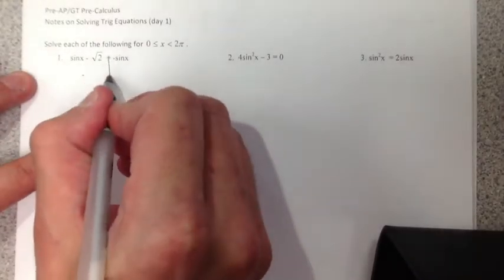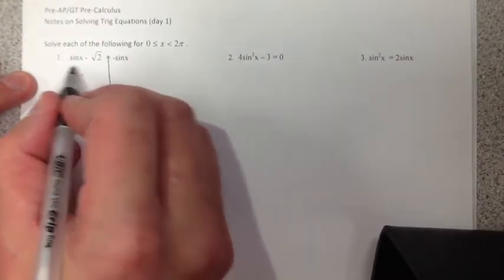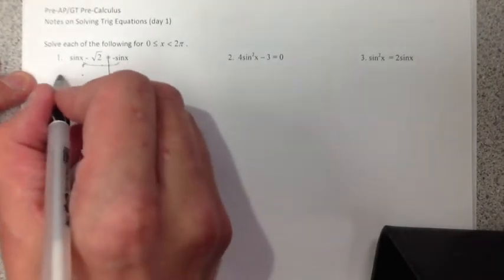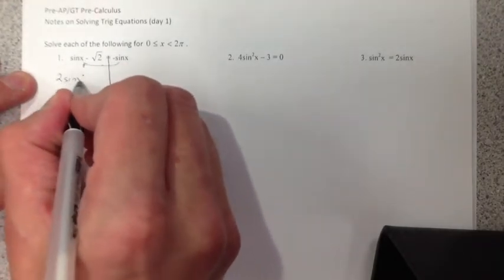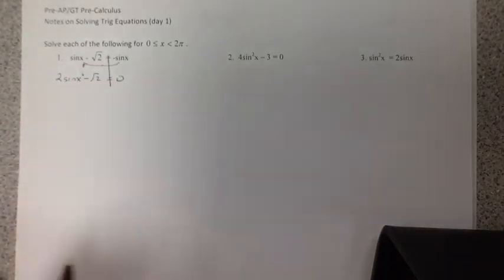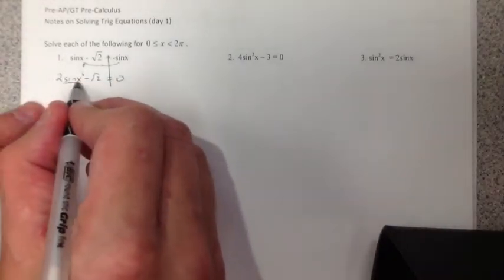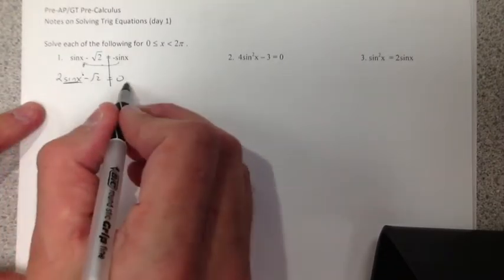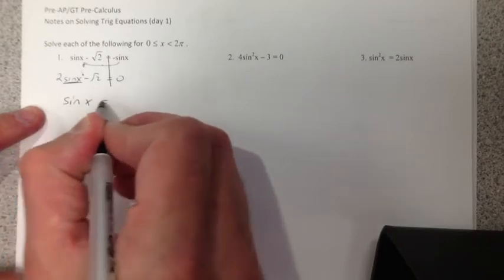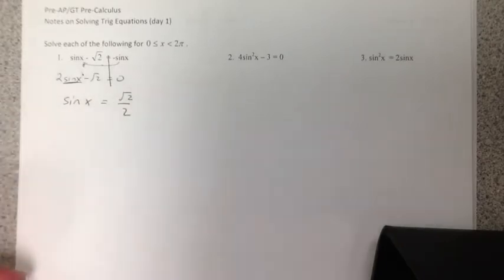We have our equal sign. We kind of want to treat trig functions like variables. So we're going to bring over the sine of x. And that gives me 2 sine of x minus the square root of 2 equals 0. Now, I have to solve for the sine of x. So to do that, I'm going to bring over the square root of 2 and divide by 2. So I get the sine of x equals the square root of 2 all over 2.